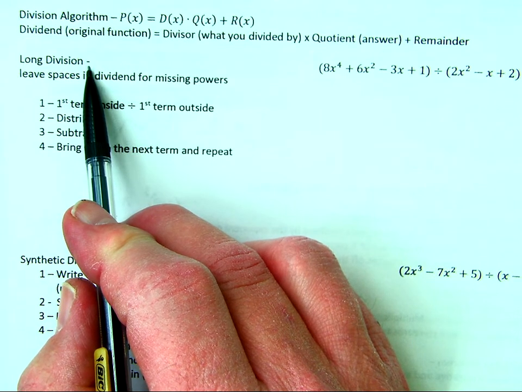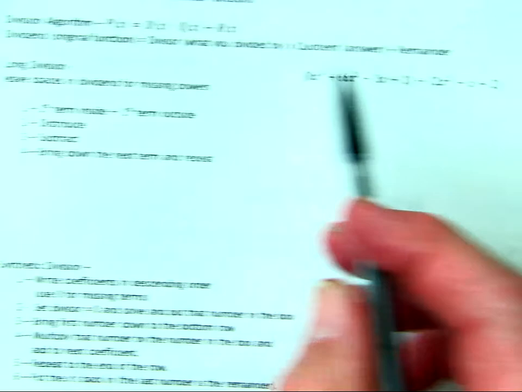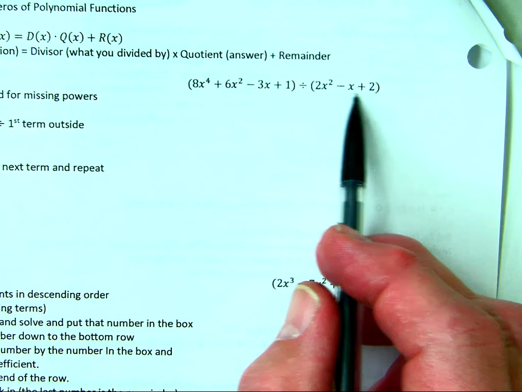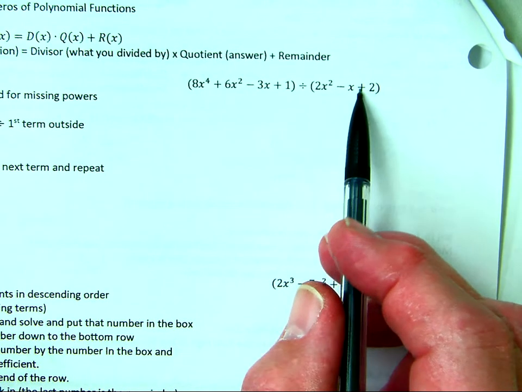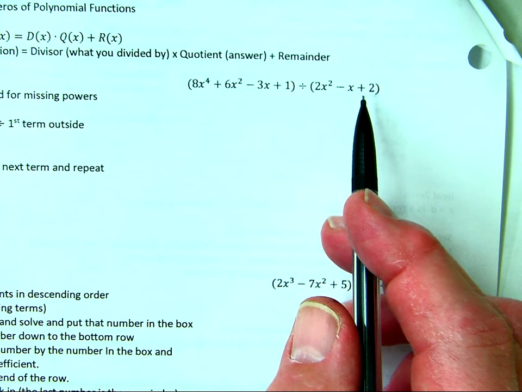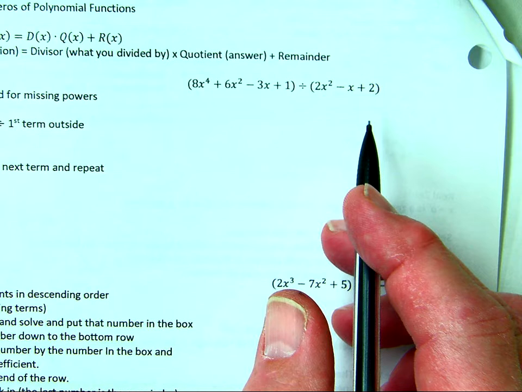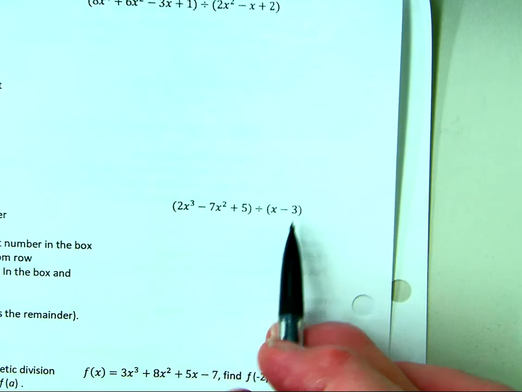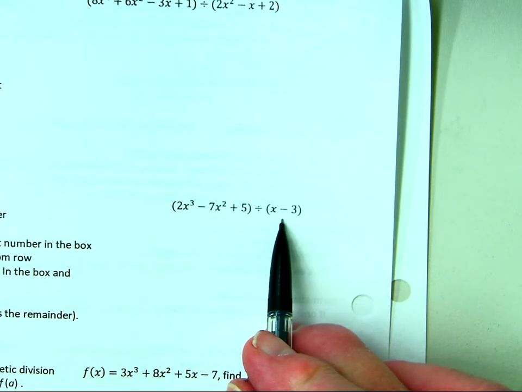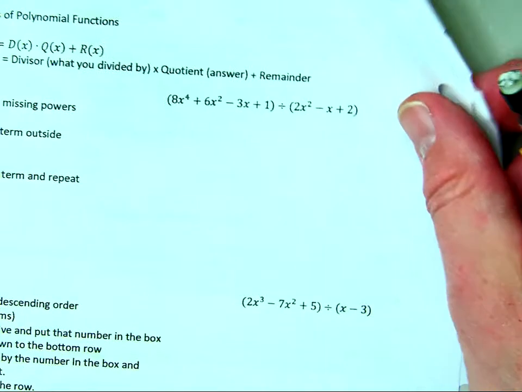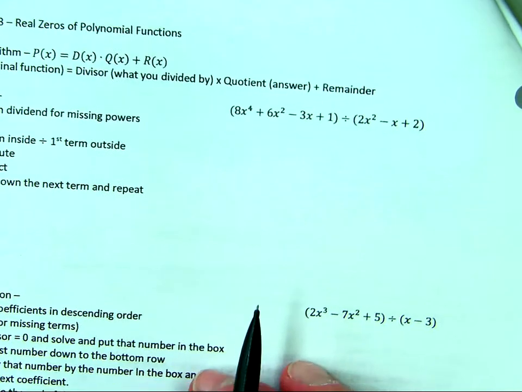Sometimes you have no choice but to do long division. Like notice here, I'm dividing by 2x squared minus x plus 2. Anytime the divisor has degree bigger than 1, you're going to have to use long division. If it doesn't, like down here where you're only dividing by x minus 3, so if you're only dividing by an x plus something or x minus something, then you can use synthetic division, which is the one we use most of the time. But let's look over long division first.